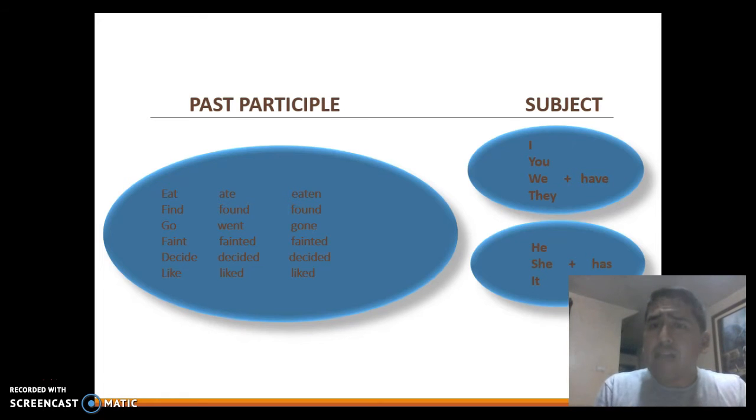And when we talk about the subject, we talk about I, you, we, they, and those subjects usually go with have. In the case of he, she, and it, they go with has.